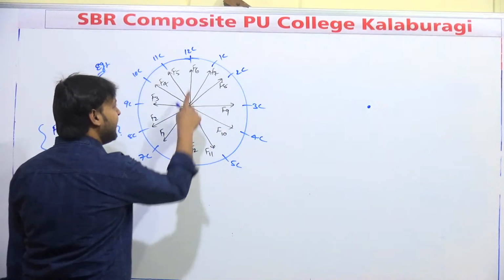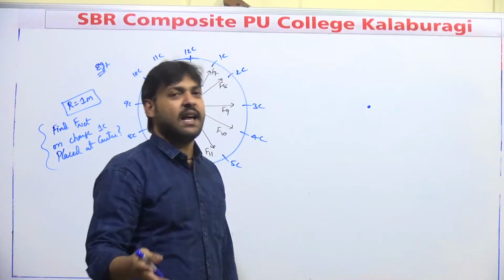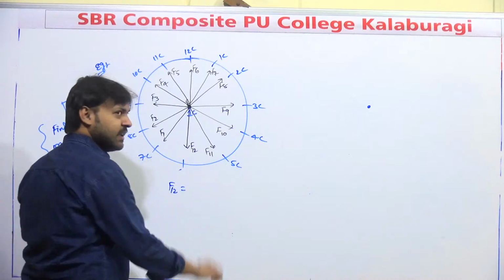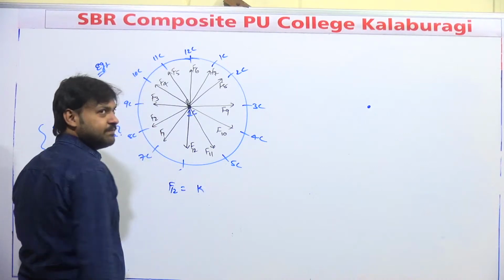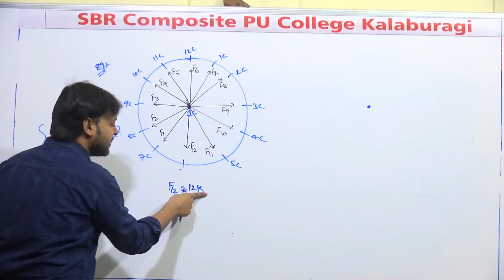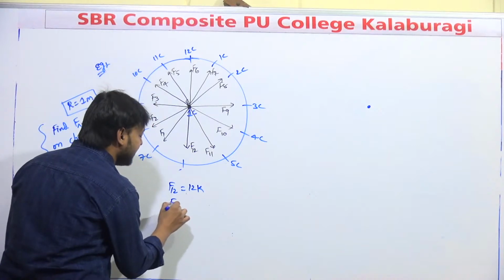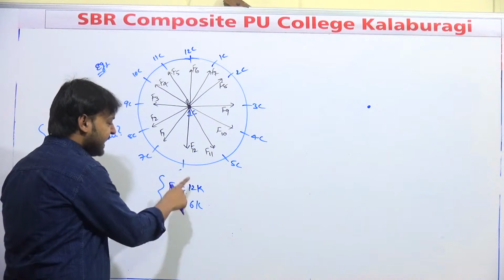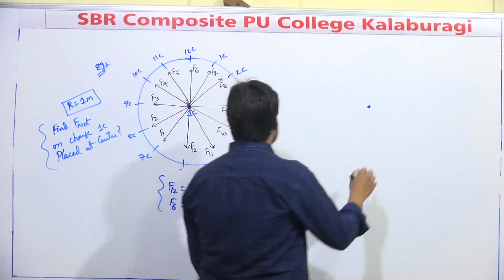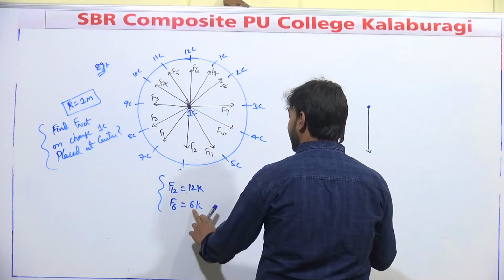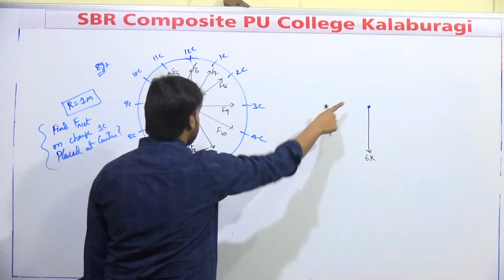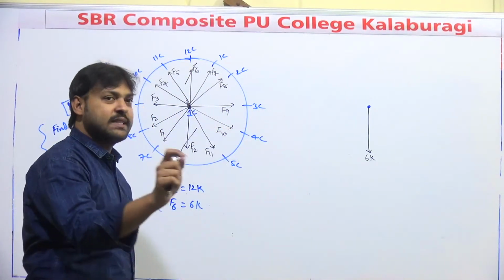So F12 and F6 both are opposite in direction. If both are opposite in direction, we have to subtract. Now try to calculate the magnitude of this one, F12. What is the F12 magnitude? K Q1 Q2 by R square. Q1 is 12, Q2 is 1, 12 into 1 is 12, divided by radius 1 squared, which is 1. So F12 is 12K, and F6 is 6K. Opposite in direction, so which one is bigger? F12 is bigger, so 12K minus 6K will be 6K, in the direction of F12. Got the point? So I resolved these two, and in the direction of F12, I got the final vector with magnitude 6K.